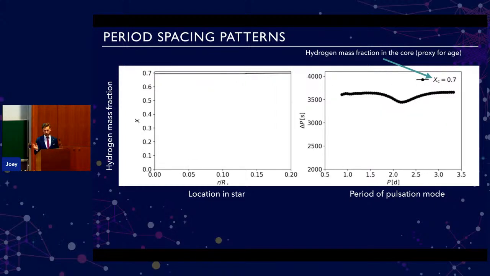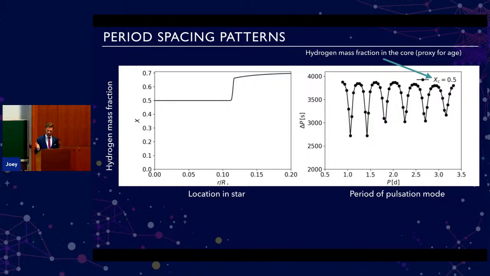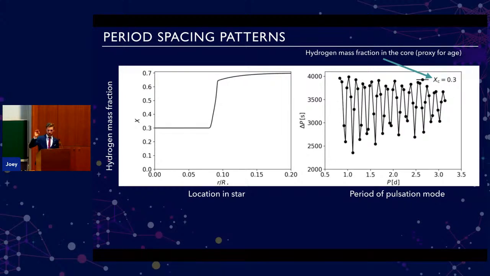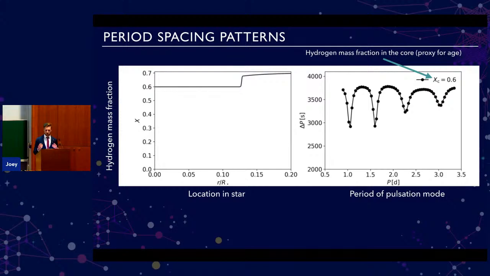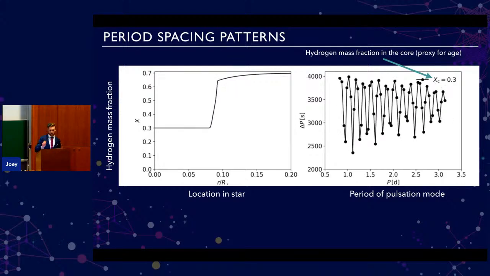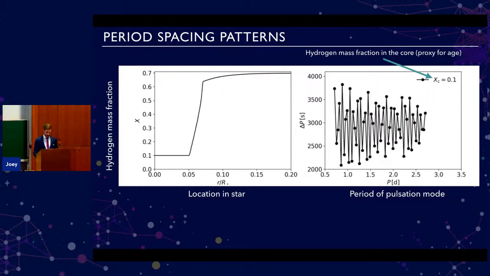And so the trapped modes change their pulsation period, and this translates into these dips inside of your period spacing pattern. And so as your star evolves, you start to see more and more of these dips inside of your period spacing pattern.